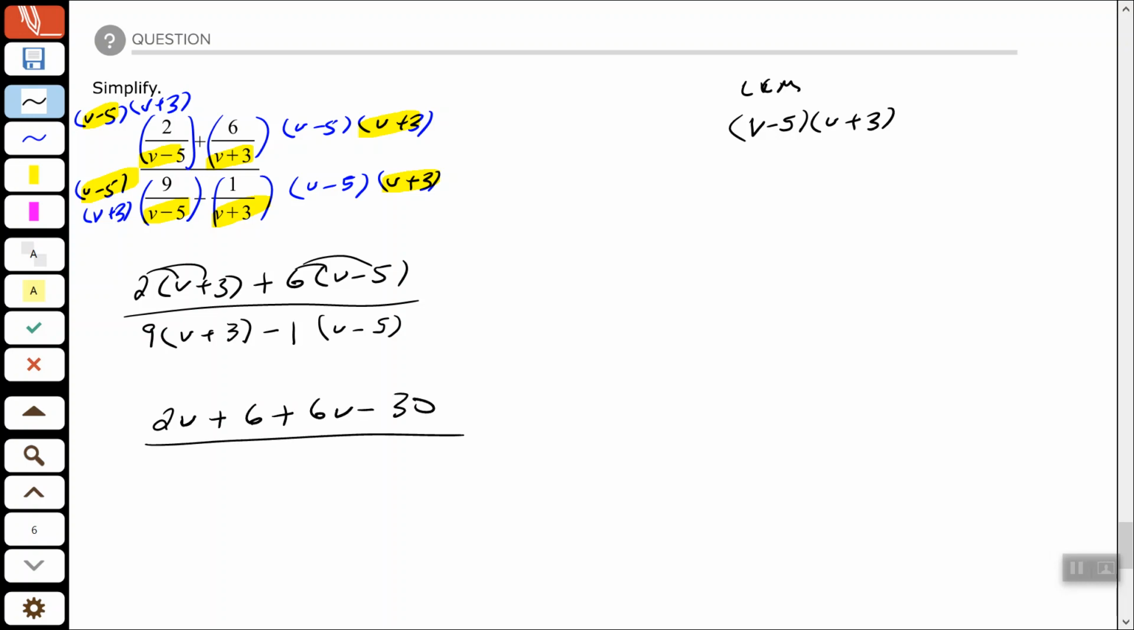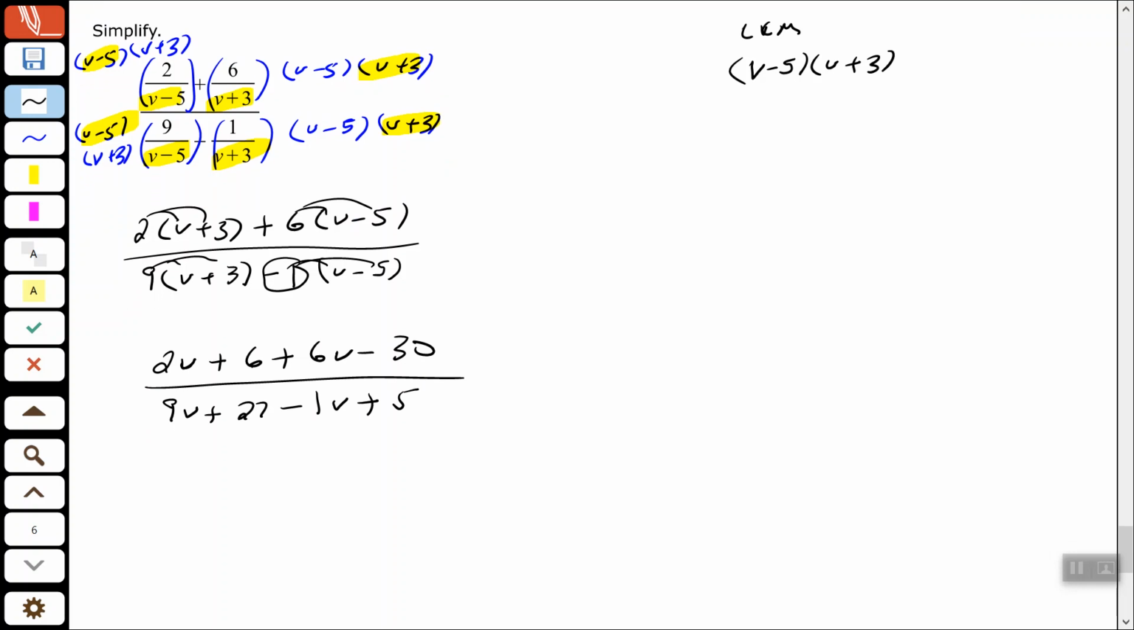So 2v plus 6v minus 30. Use our distributive property in our denominator, and remember on the second part here we have to distribute -1. So it gives us 9v plus 27 minus 1v plus 5, because a negative times a negative makes a positive. Alrighty, let's combine like terms in the numerator, combine like terms in our denominator.